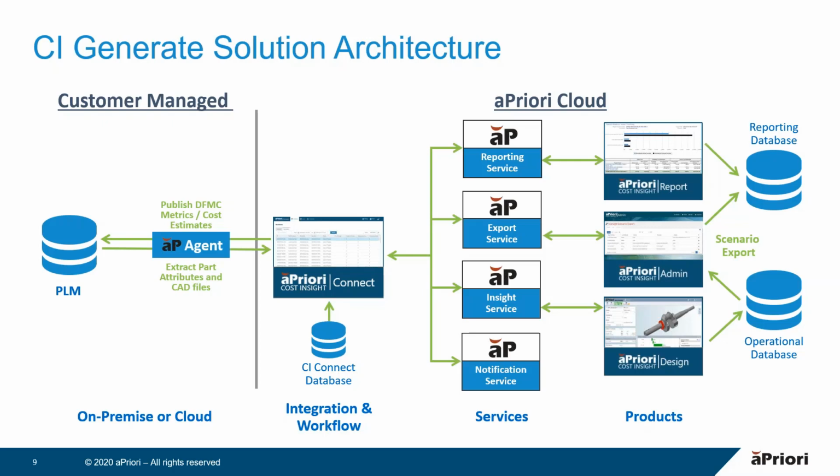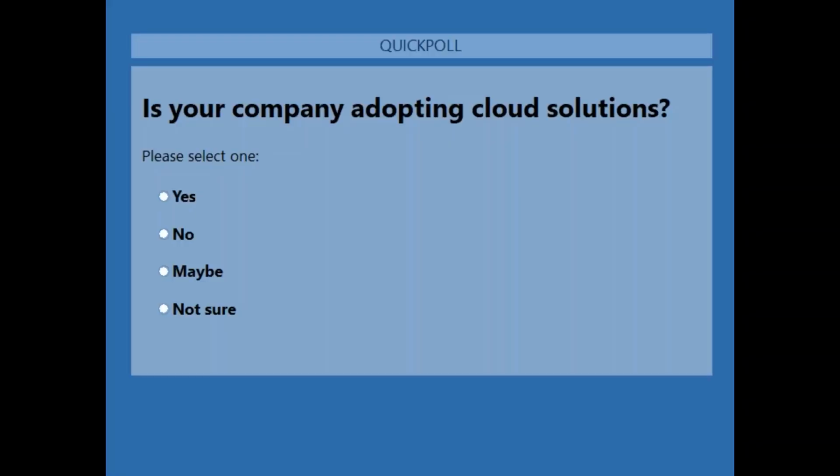When we surveyed our user council, we found that a little over 80% of respondents' companies were considering cloud adoption. CI Generate is currently a cloud-only solution, and we'd like to get your feedback on your company's plans for cloud adoption. So please take a moment to answer the polling question that you should see on your GoToWebinar screen.